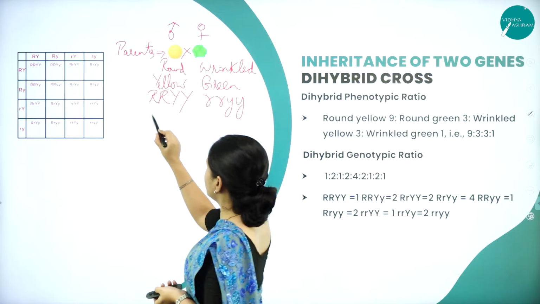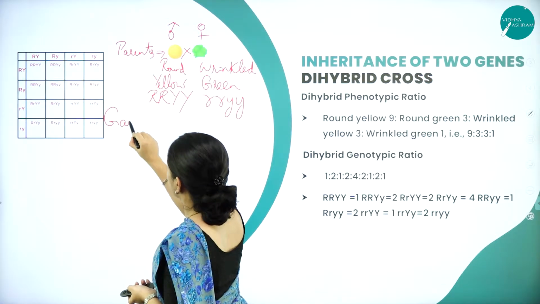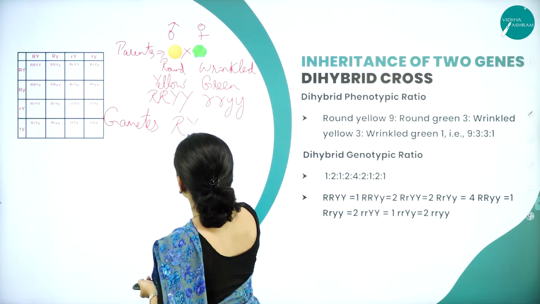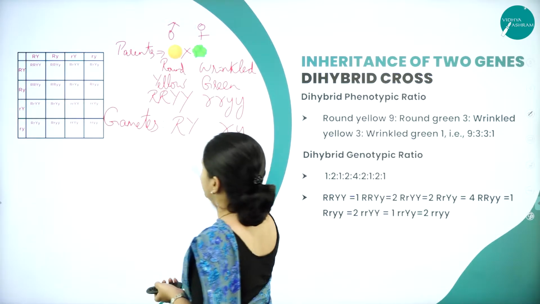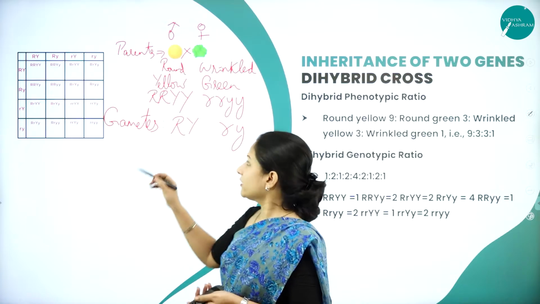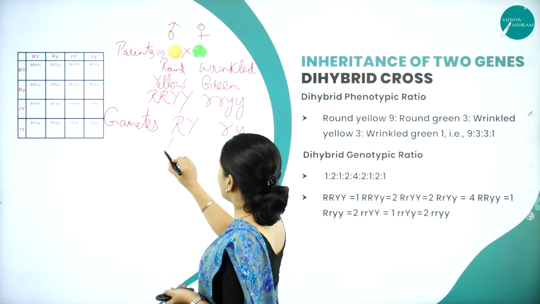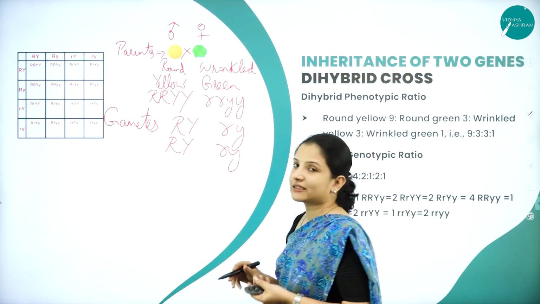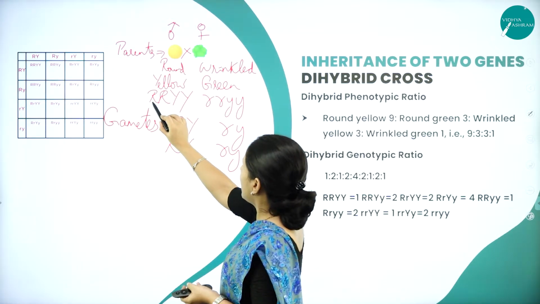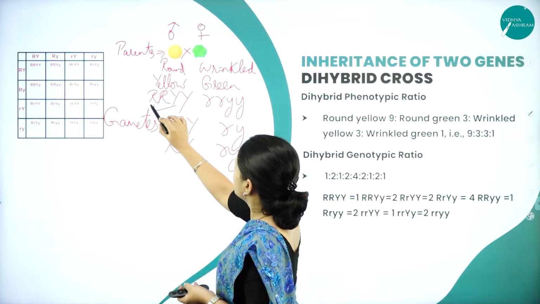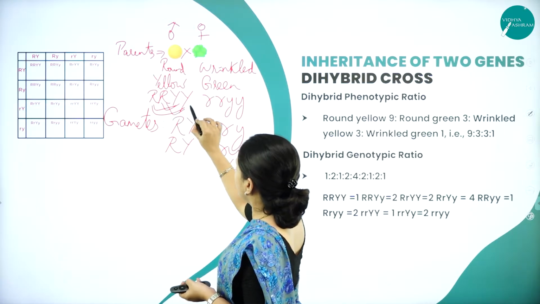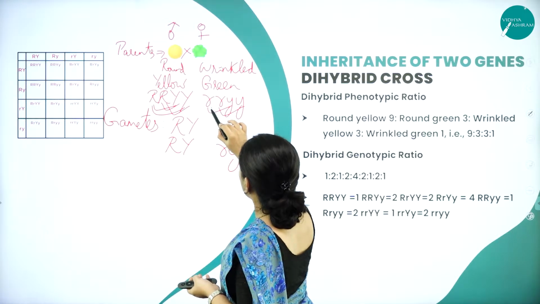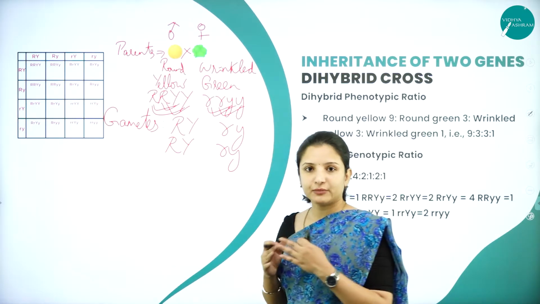So what gametes will be present in the pollen grain as well as the ovule? What are the gametes that are involved here? It is RY and RY. Along with that, again RY and RY. So these four types of gametes are involved in this. So four types of gametes.